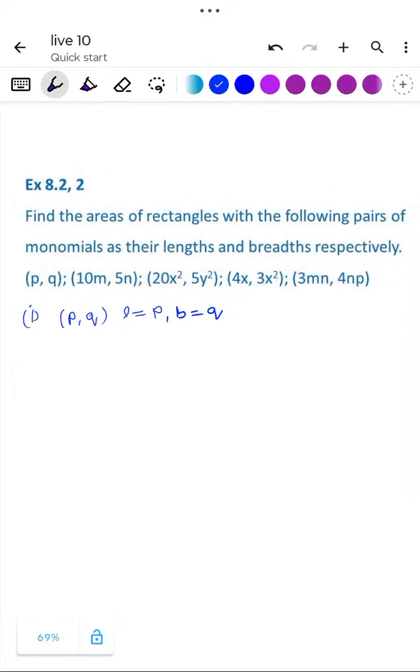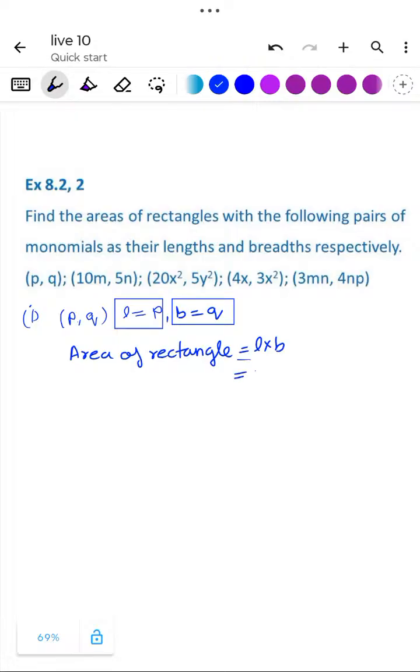Now the area of a rectangle is equal to L into B. L is P and B is Q. So on substituting the values, we will get P times Q. So the area of the rectangle is equal to PQ square units, right?